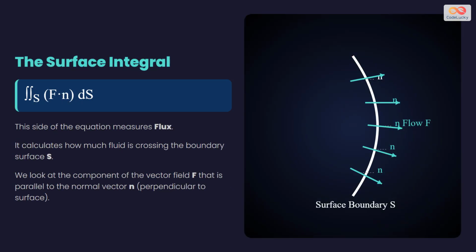The right side is the surface integral. This measures flux. Instead of looking inside, we stand on the outside boundary and watch how much fluid flows across the surface. We only care about the flow moving perpendicular to the surface.